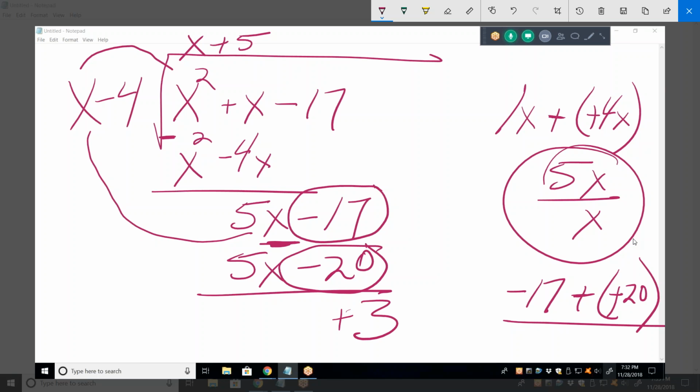And that's it. In other words, that's the remainder, is 3. I can't divide x into 3. So this becomes plus the remainder divided by the divisor. So there's your answer. You could say a remainder of 3, but it's not as accurate as 3 divided by x minus 4.